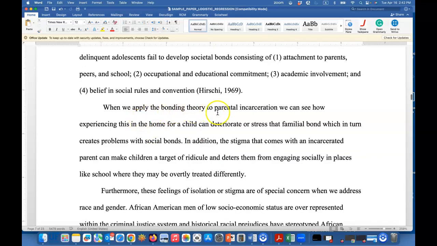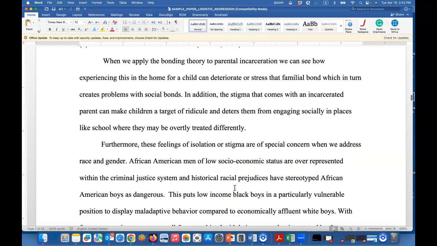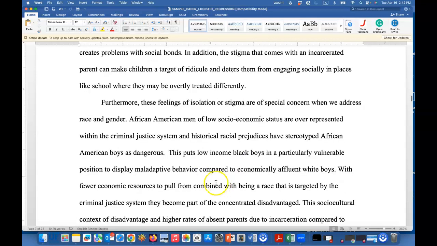When we apply the bonding theory to parental incarceration, we can see how experiencing this in the home for a child can deteriorate or stress that familial bond, which in turn creates problems with social bonds. In addition, the stigma that comes with an incarcerated parent can make children a target of ridicule and deters them from engaging socially in places like school where they may be overtly treated differently. Furthermore, these feelings of isolation or stigma are of special concern when we address race and gender.